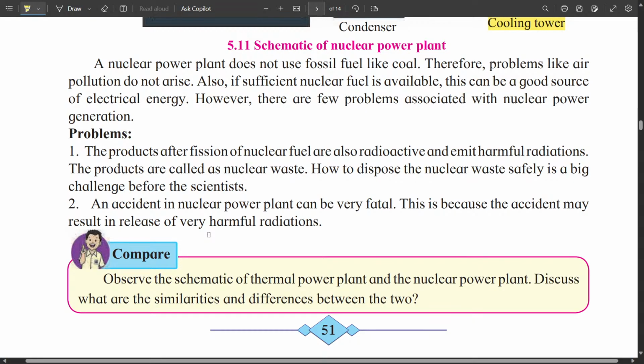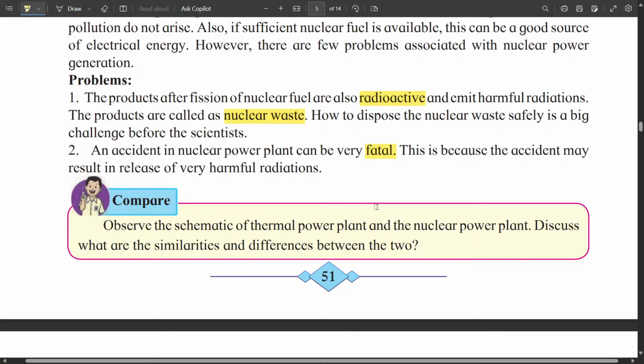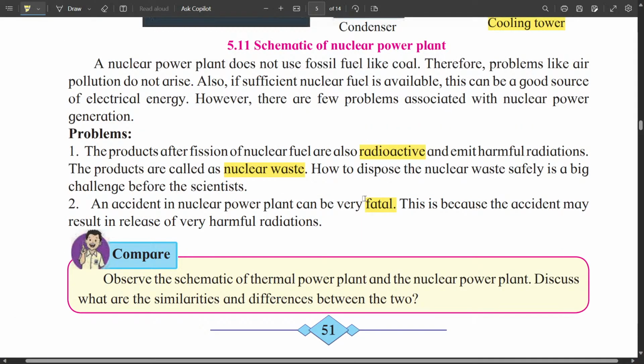However, there are some problems associated with nuclear power, and that is the products after the fission of the nuclear fuel are also radioactive and they are harmful. These products are called nuclear waste, so it is very difficult to manage nuclear waste. An accident in the nuclear power plant can be very fatal. This is because the accident may result in the release of harmful radiations. So these are the problems involved with a nuclear power plant.